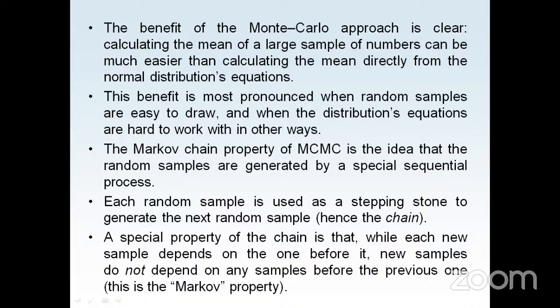The Markov chain property of MCMC is the idea that the random samples are generated by a special sequential process. Each random sample is used as a stepping stone to generate the next random sample, hence the chain. A special property of the chain is that while each new sample depends on the one before, new samples do not depend on any samples before the previous one, and this is the Markov property.